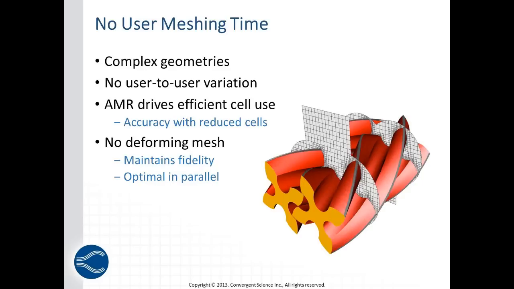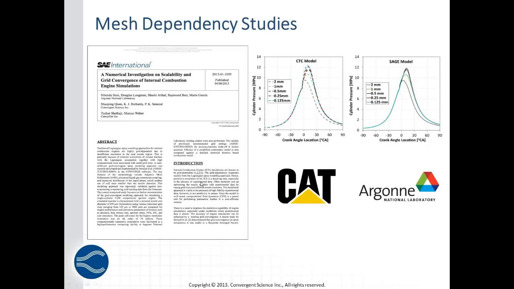This adaptive mesh refinement really helps drive efficient cell use. In this case here, where we've got a screw pump compressor, you can have fairly big cells out here where you don't need that mesh, and you can use either embedding or adaptive mesh refinement to put the cells really where they're needed. And there's no deforming of the mesh. Like we said, it's static and it maintains its fidelity, and that really helps once we get to parallelization.